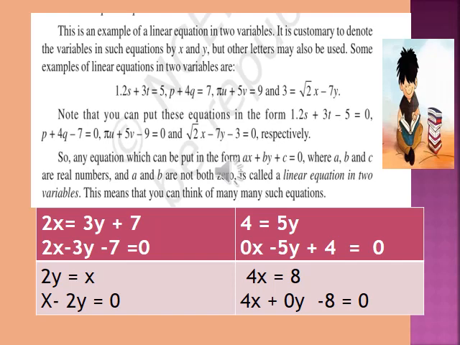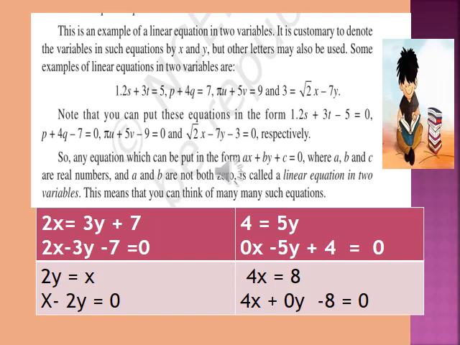And what are the a, b and c here? Here a, b and c are real numbers which are called the coefficient of x, the coefficient of y and the constant term. And a and b are both not 0. This is called a linear equation in two variables, and there are many equations of this type. So here are some examples for you.